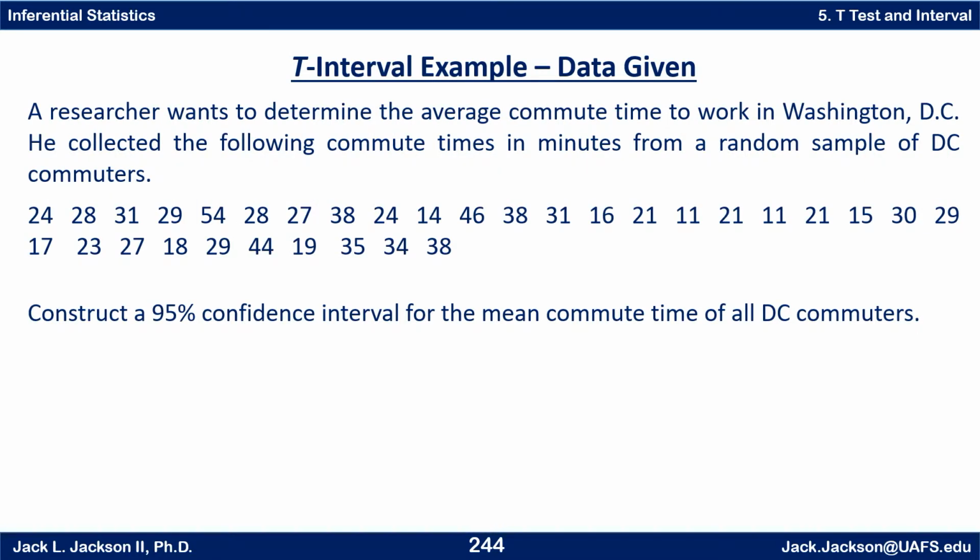So if you watched my last video, we did this problem, worked it out step by step without a shortcut. We did use the calculator, but we didn't use any of the calculator apps. And we have commute times here for a random sample of Washington, D.C. commuters. We wanted to construct a 95% confidence interval for the mean commute time of all D.C. commuters. This is the same problem we did before.